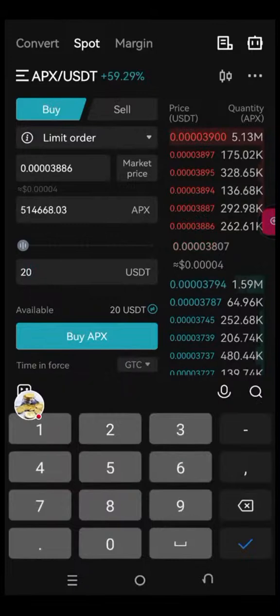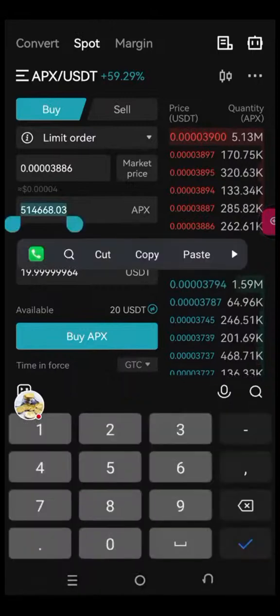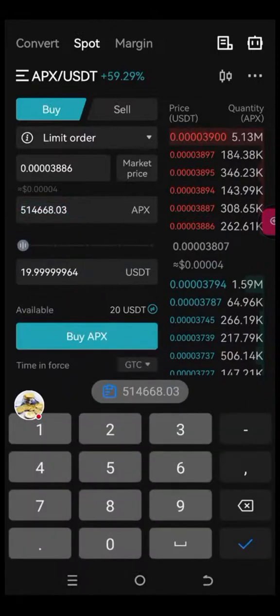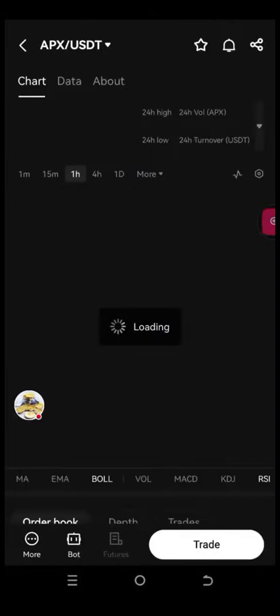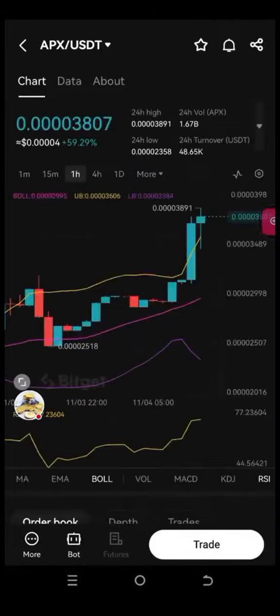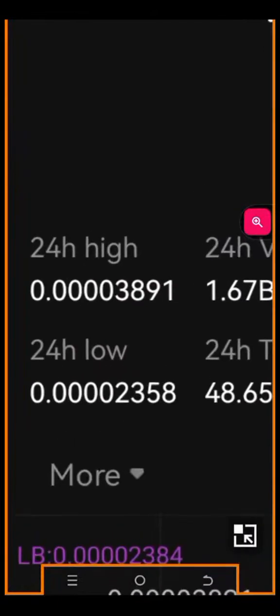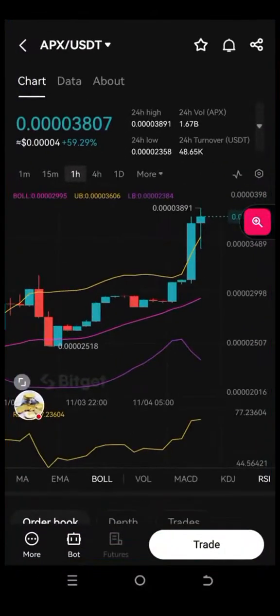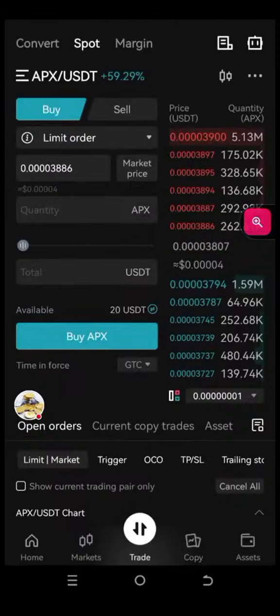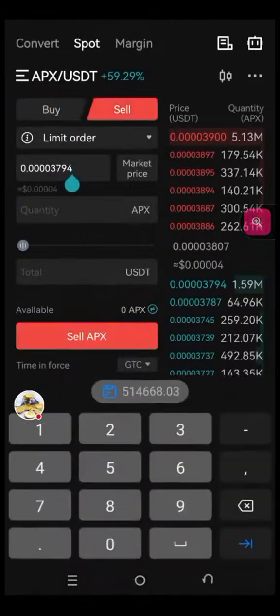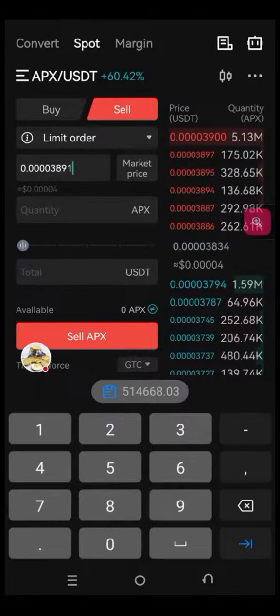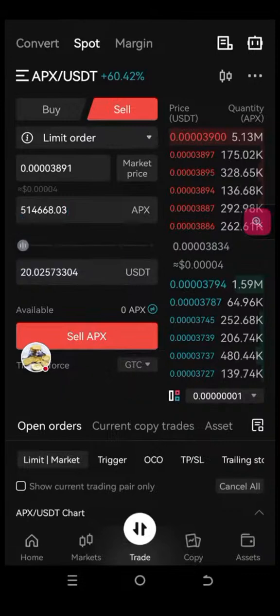Let's just copy that out. That was the place it went to in the last 24 hours. Where did it go? Let's check that out. Let me use my magnifier. 3891. Okay, let's check it out. Let's sell and put 3891 there and see. Let's put the quantity of APX there.